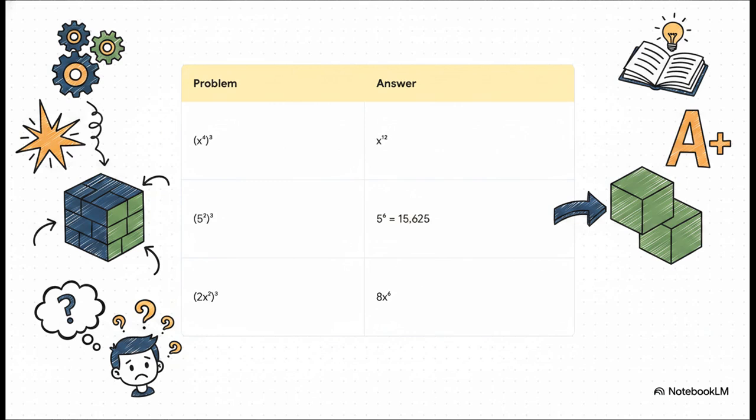Super easy. Row 2, 5 squared, cubed. We keep that base of 5, multiply the 2 and the 3, and we get 5 to the 6th power, which actually calculates out to a massive 15,625.